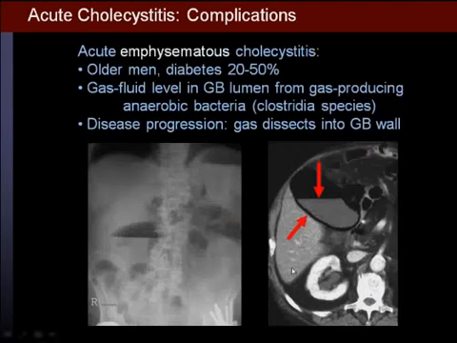Another well-known but rare complication is acute emphysematous cholecystitis. It typically occurs in older men with diabetes, and we can recognize this pathology even on a plain film because in this upright patient there's a gas-fluid level in the gallbladder lumen from gas-producing anaerobic bacteria. The patient here is supine, and on CT we can recognize again the gas in the gallbladder lumen, and if there's disease progression, as in this case, the gas from the gallbladder lumen dissects into the gallbladder wall.